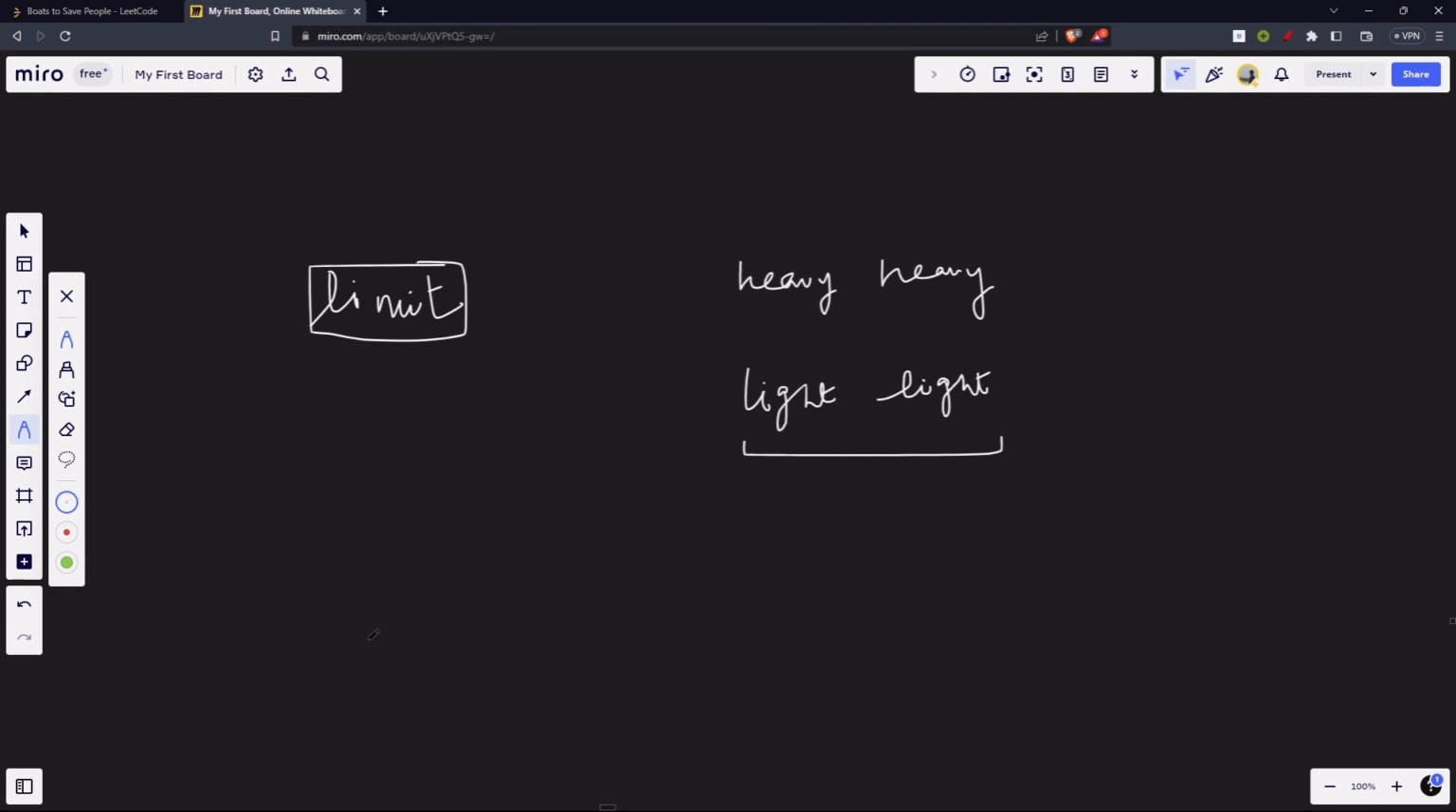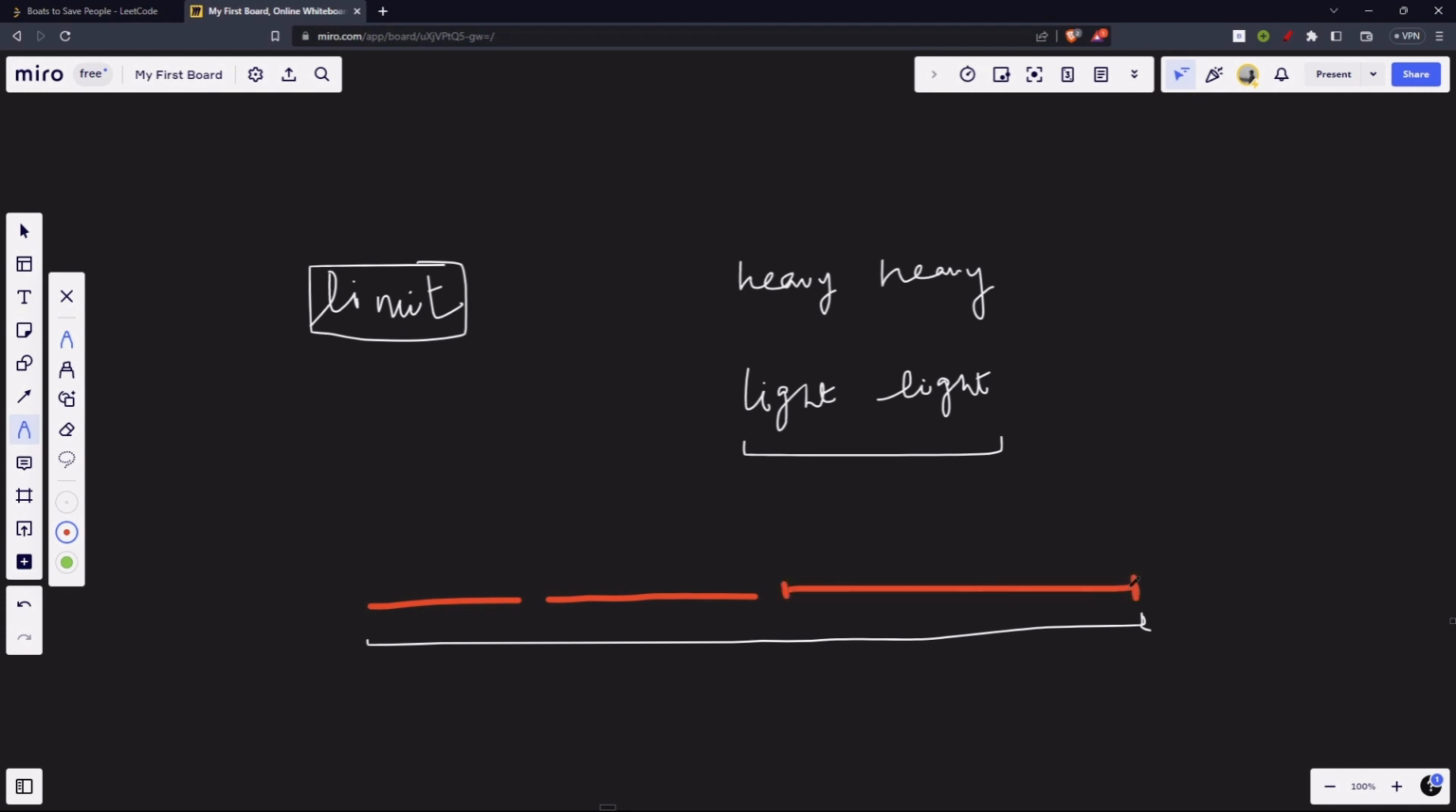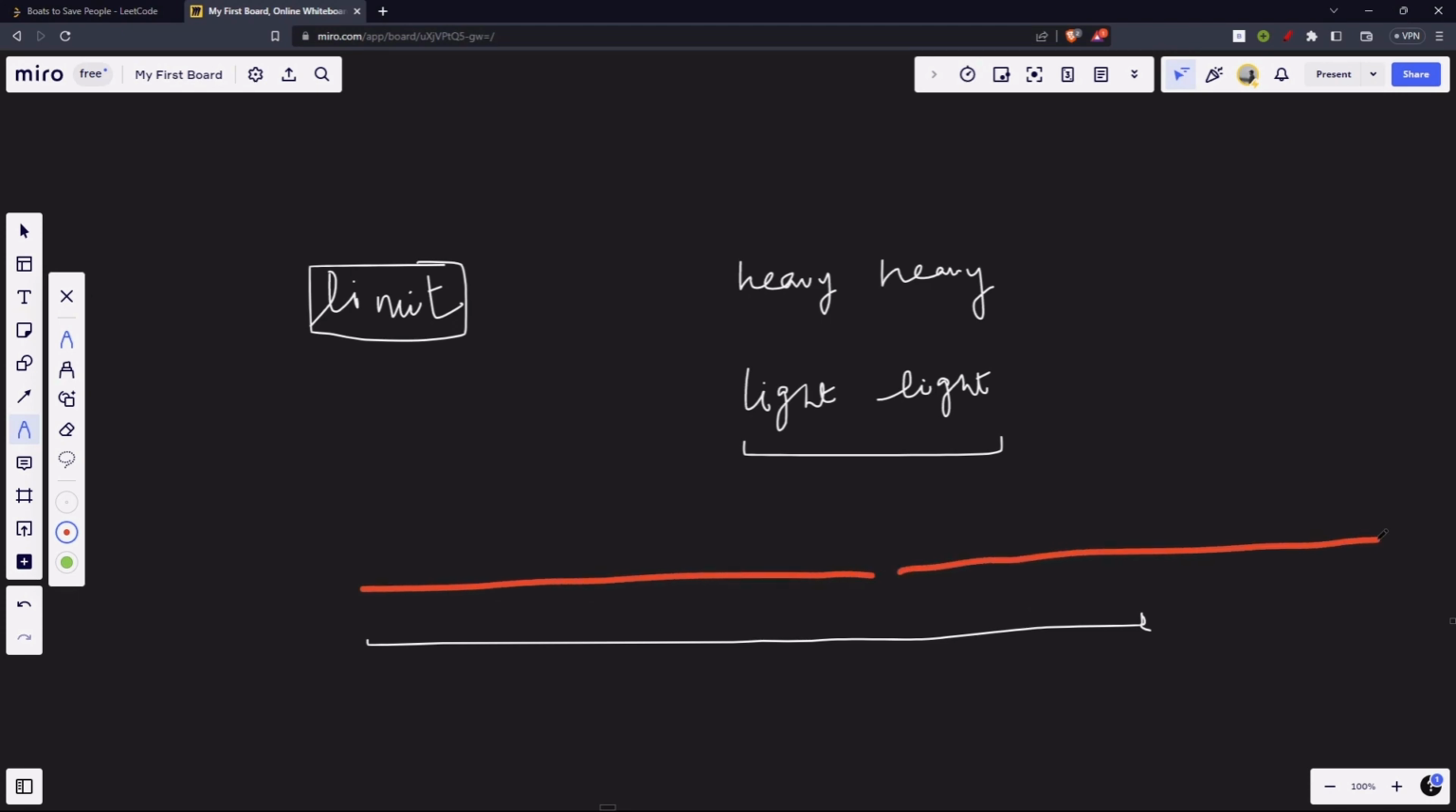But let's say this is the weight capacity of our boat, and let's say we choose two light people, this and this. They are light. So what about this? We are wasting a lot of capacity, isn't it? And if we would have chosen two heavy people, we are not able to accommodate them.